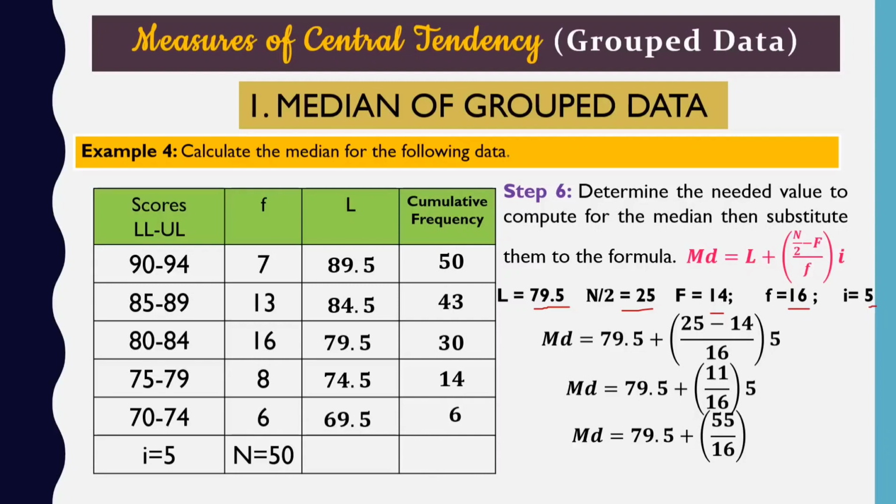Once again, we divide this first. 55 divided by 16 is 3.44. We add that to 79.5, and we will obtain the median, which is 82.94. That is the value of the median for example number 4.